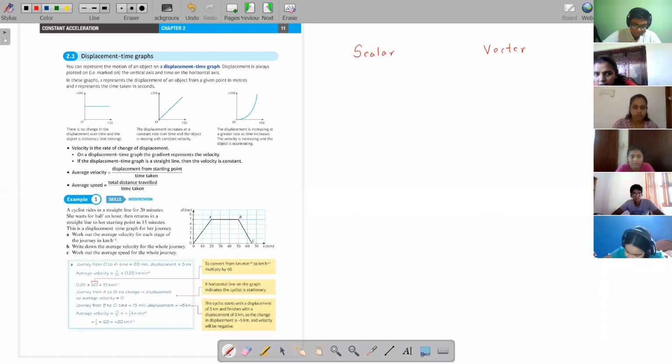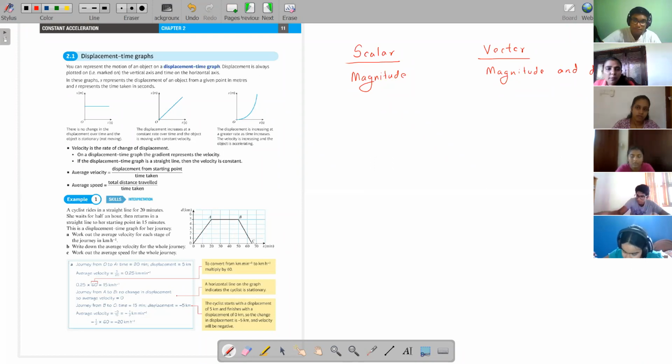Yes, Neola? Vectors are when there's a magnitude and a direction, and scalars are when you only have a magnitude. Yes. So scalar quantities have magnitude only. Magnitude means it only has a size. While a vector quantity has both a magnitude and a direction.